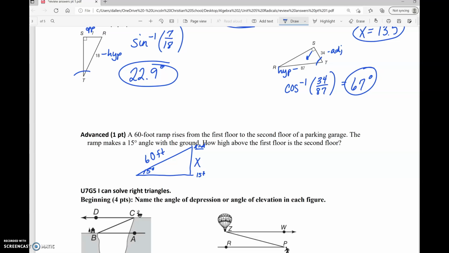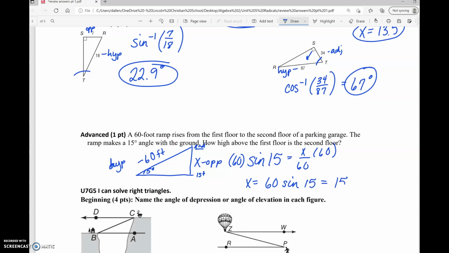So now we've drawn it. X is opposite, 60 is hypotenuse. So opposite and hypotenuse go with sine. So sine 15 equals opposite x over 60. Multiply both sides by 60. X equals 60 sine 15, which equals 15.5 feet.